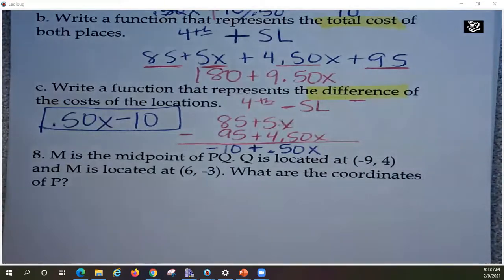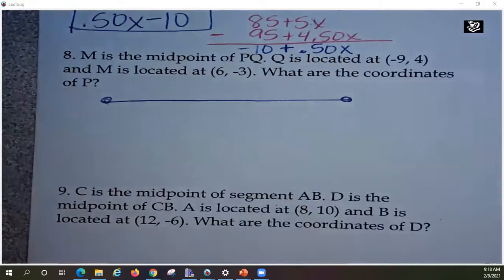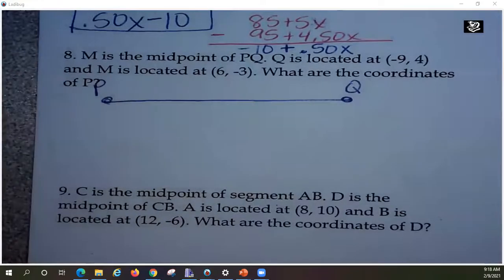All right, number 8, M is the midpoint of PQ. Q is located at -9, 4, and M is located at 6, -3. What are the coordinates of P? Mason, what do I want you to do first? Good, I want you to draw a line. Allison, what goes on that line? Q goes on one end and P goes on the other. Good. Liam, what else goes on the line?